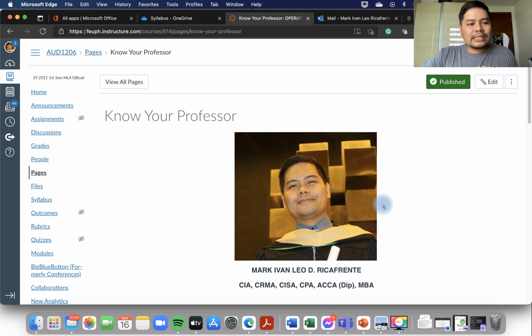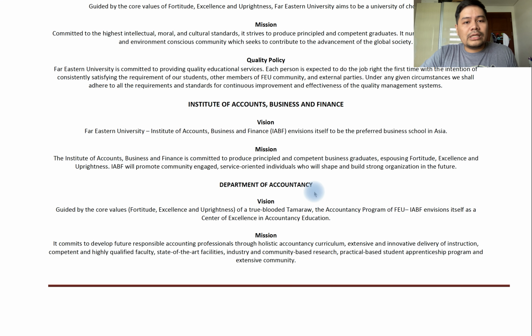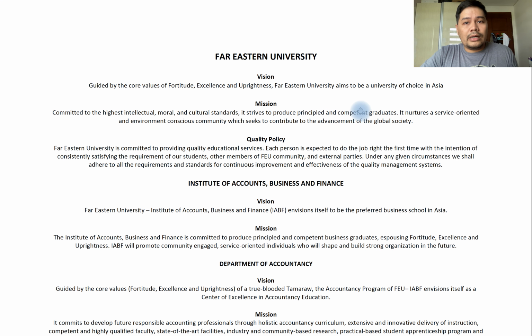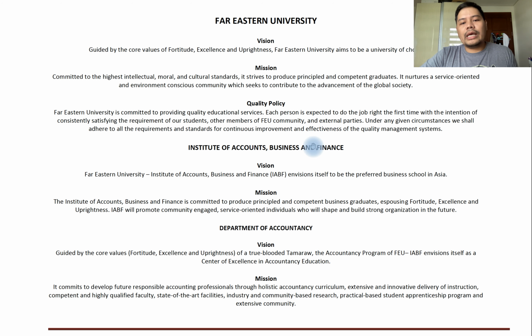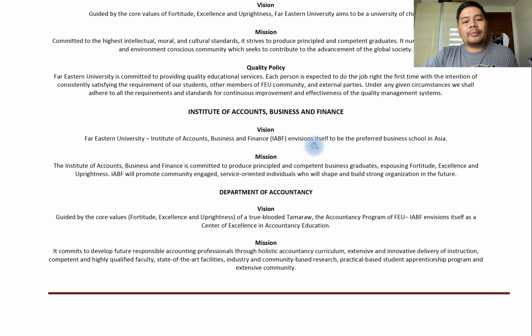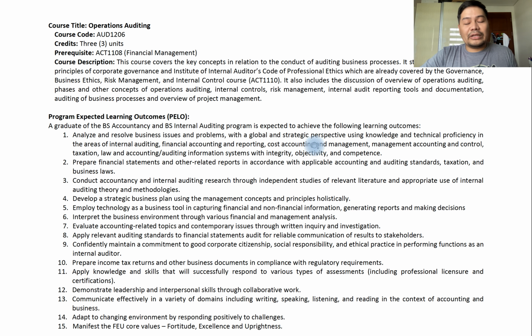Okay? So, the next thing that I need to discuss is, of course, an orientation about the course. So, I'll be presenting now the syllabus for AUD 1206. It's already published in your Canvas course. Okay? So, here's the mission and vision of FEU, the Institute, and the Department of Accountancy. You already know that, right? So, we don't need to go through it. So, I'll be discussing the course.